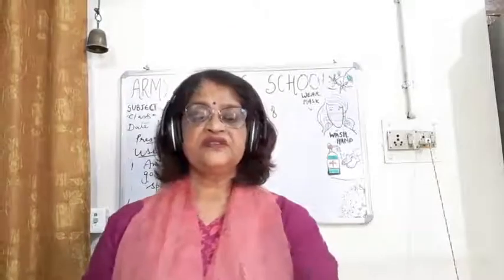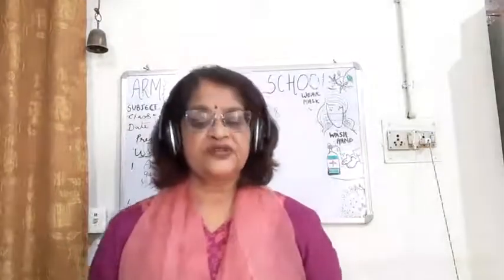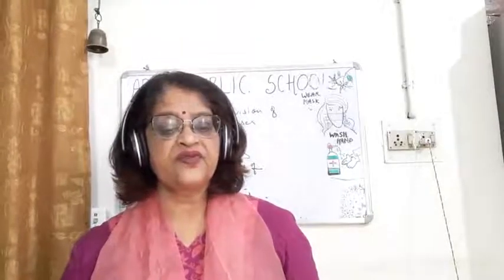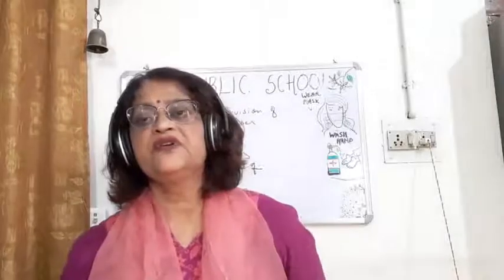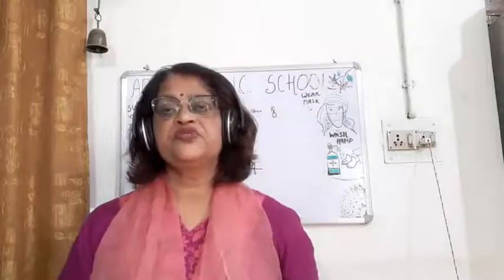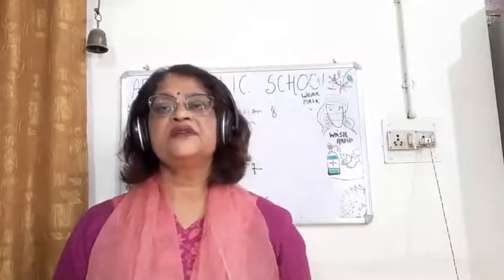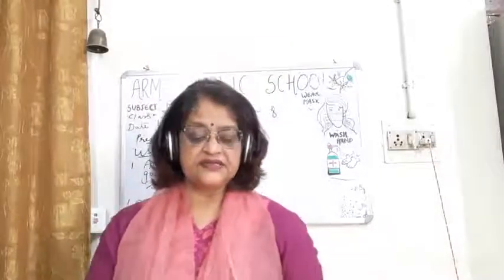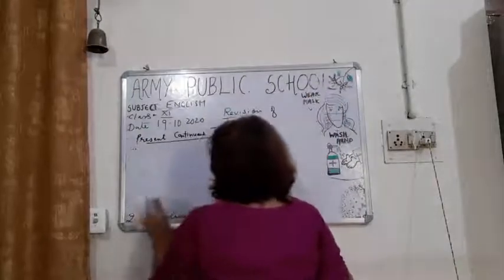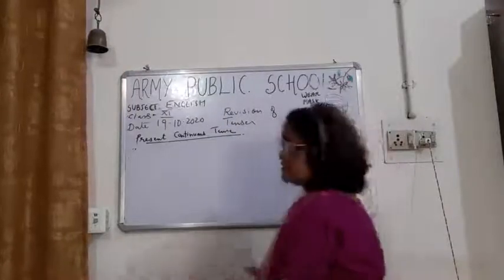Then children, present continuous tense is also used for a planned future action. George is flying to the United Kingdom next month. So children, here it is a planned future action, so we are using present continuous tense. Now we will look at the sentence structure of the present continuous tense.